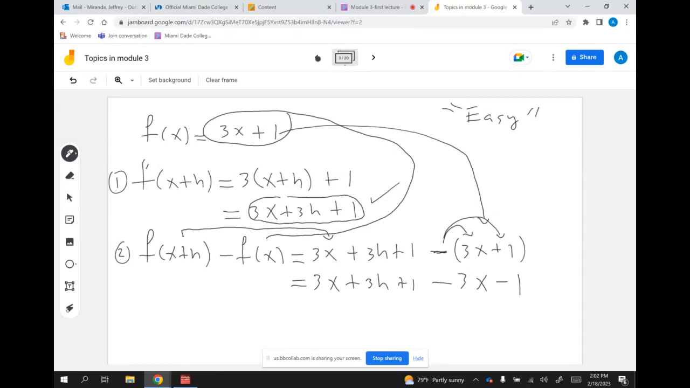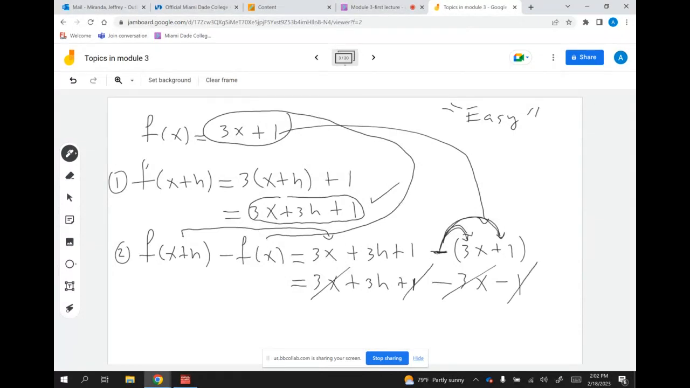Why did I get that? Well, negative times positive is negative. Negative times positive here, you get negative 1. At this point, notice that 3x and negative 3x cancel. Also 1, take away 1, cancels this one.